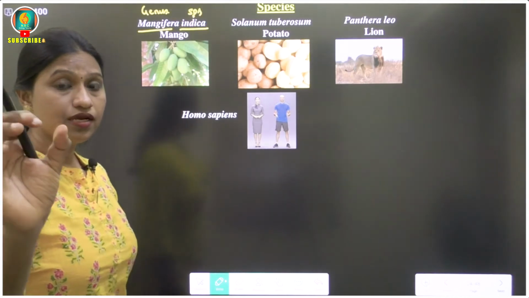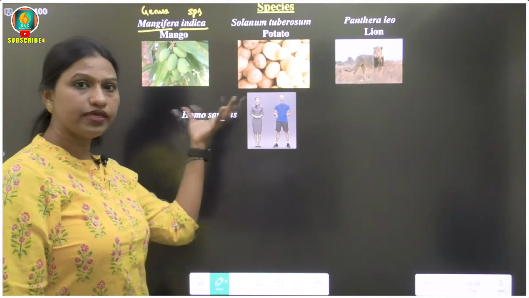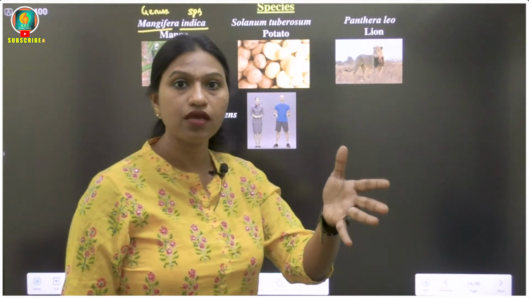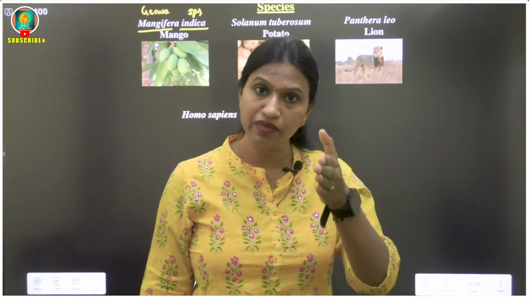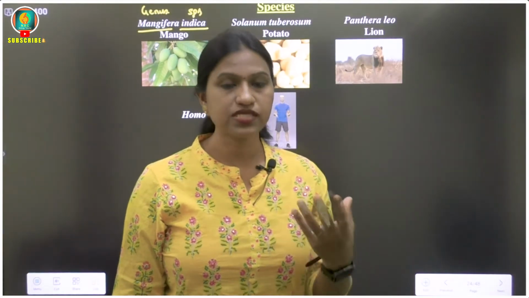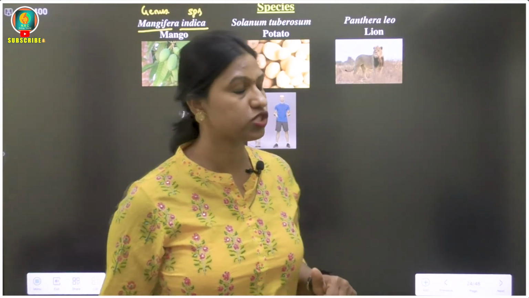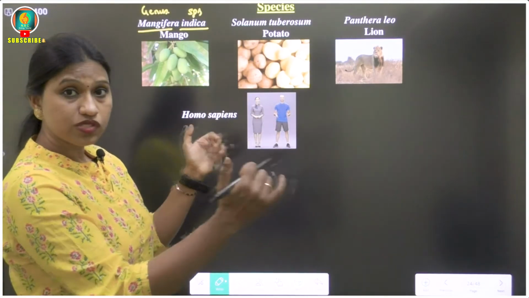But while referring to mango, I cannot say just indica. I shouldn't say like that. I should mention it as Mangifera indica only for expressing the scientific name of mango, because just now we read the rules of scientific name, I mean binomial nomenclature. Now, mango is one species.